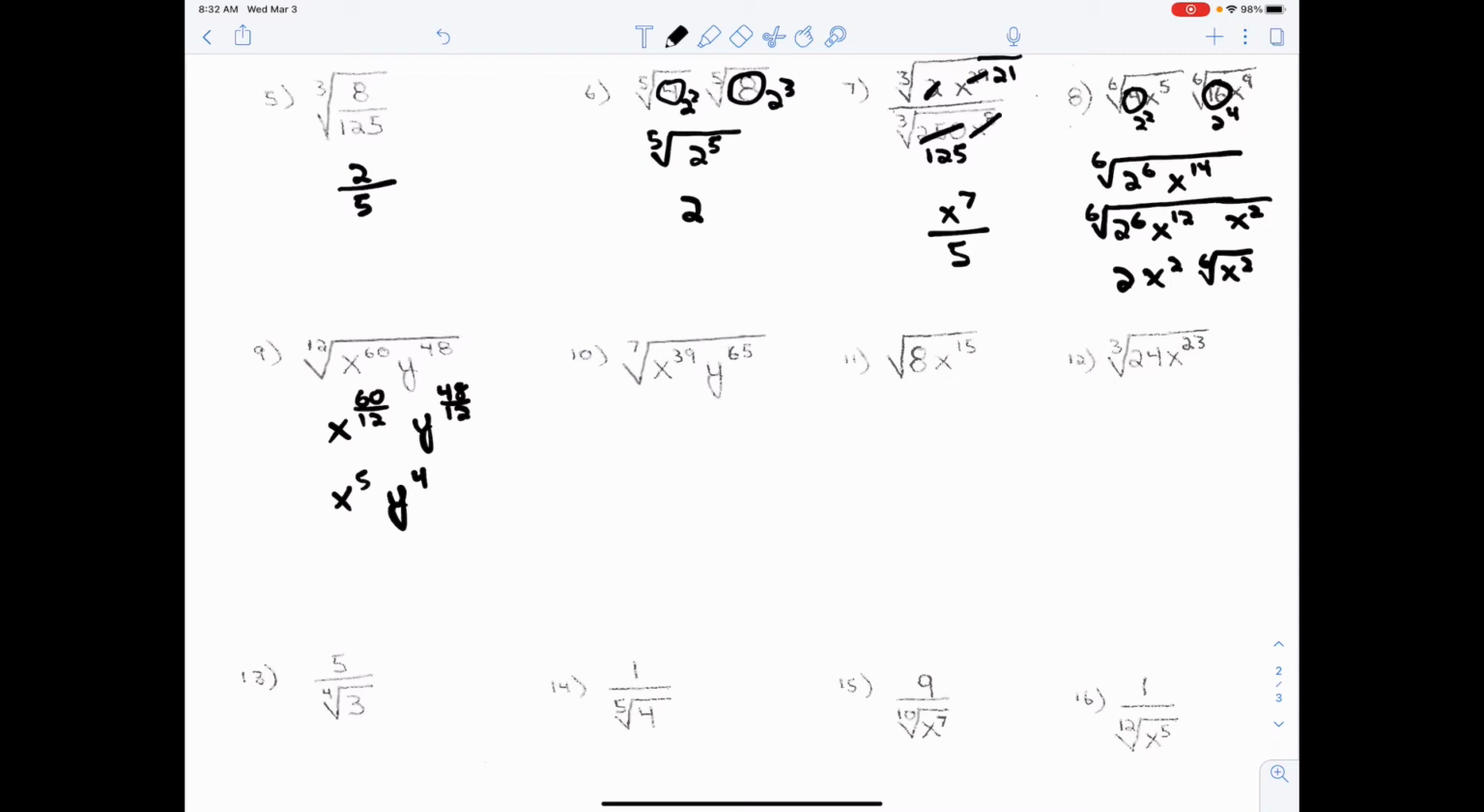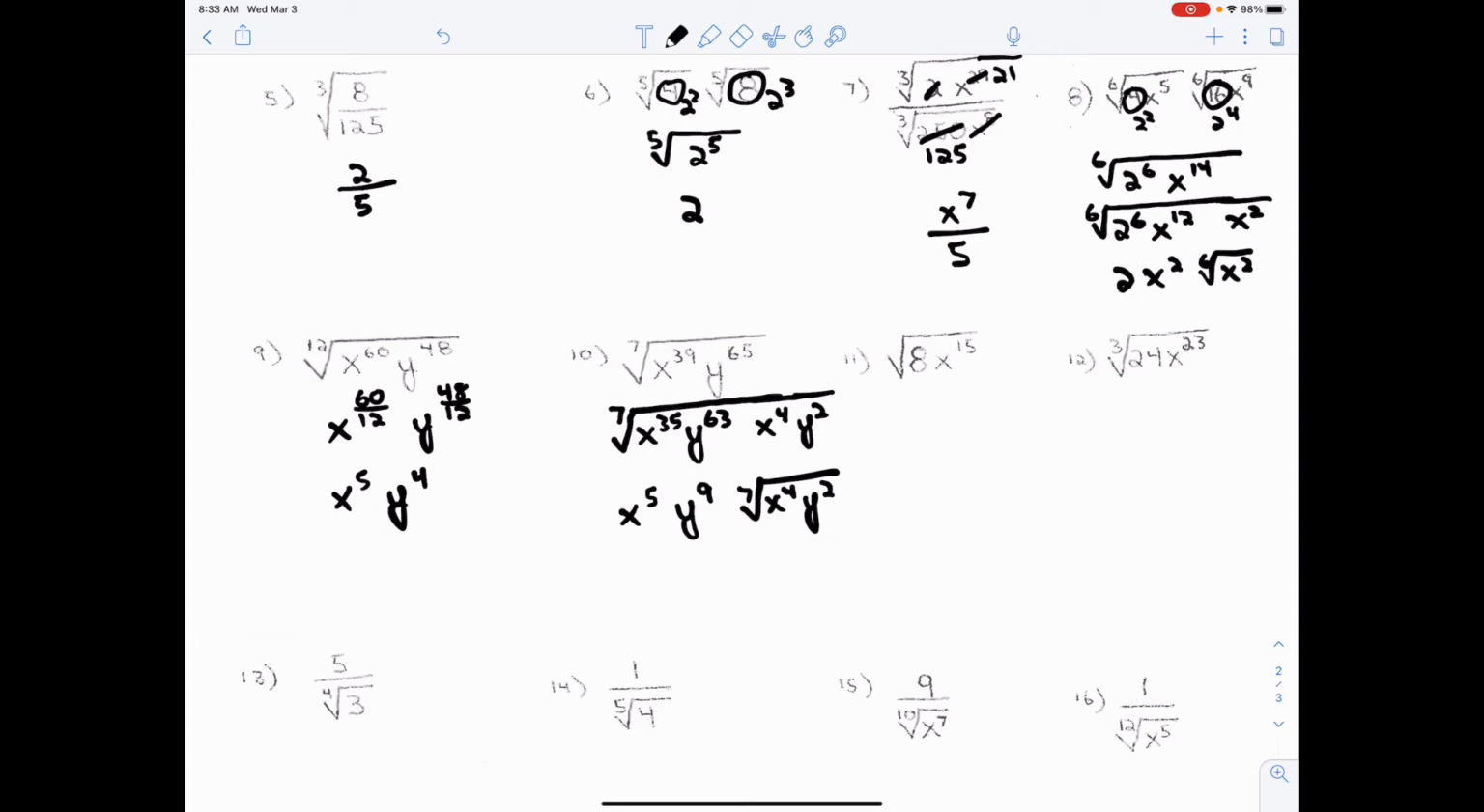Okay, here, we can't take the 7th root of x to the 39th because 7 doesn't divide evenly into 39. So what we can do is take the 7th root of x to the 35th with an x to the 4th left over. And then we can take the 7th root of y to the 63rd with y squared left over. So the 7th root of x to the 35th is x to the 5th. 7th root of y to the 63rd is y to the 9th. And we have the 7th root of x to the 4th, y squared left over.